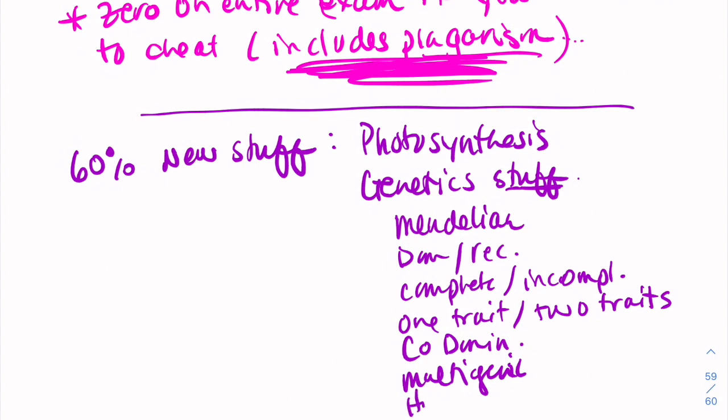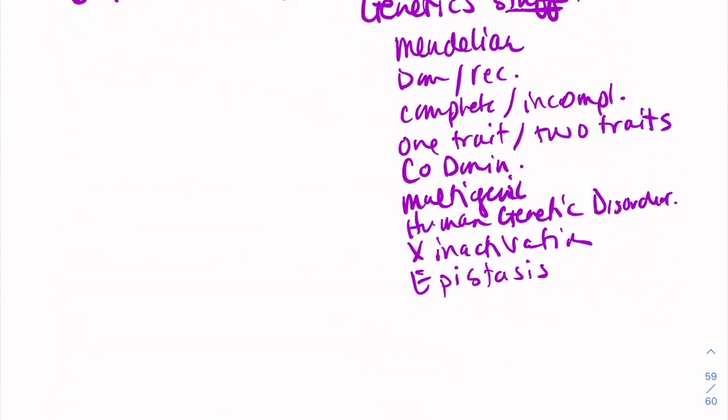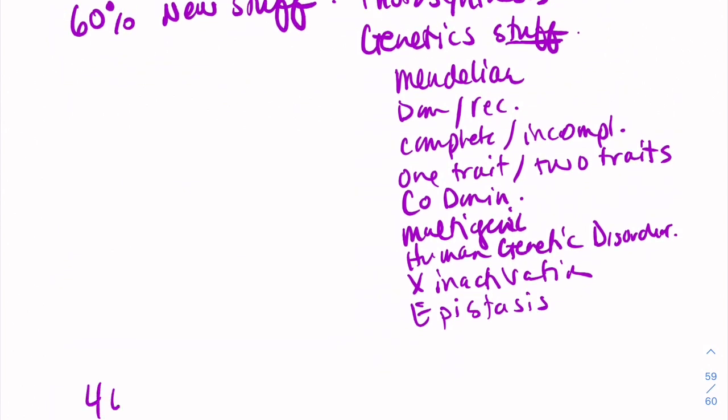things. So human genetic disorders right there. Oh, X inactivation, epistasis as well. So all that stuff, and about 40% old. So everything from the beginning of the semester.